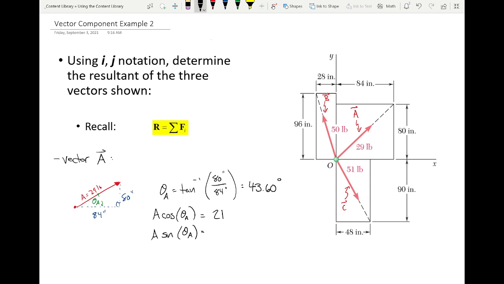Anybody else? Anybody got one? 42.05. I got something different. What did you get? 19.99, so 20. Anybody else get 20? Okay, yeah, I got 20. You might want to check your decimals. All right, so 21 pounds and 20 pounds.